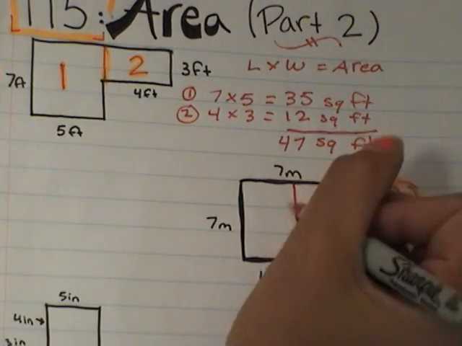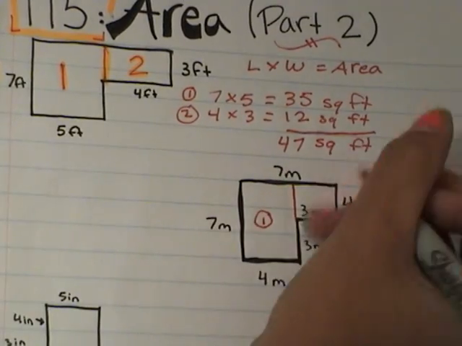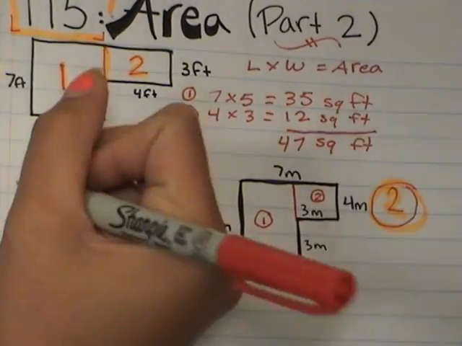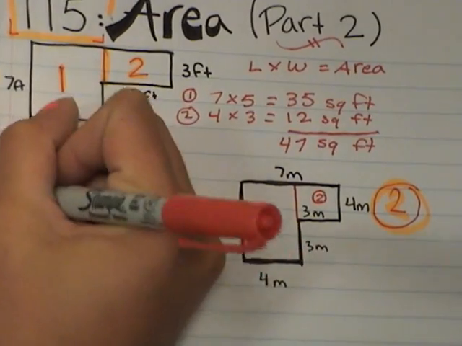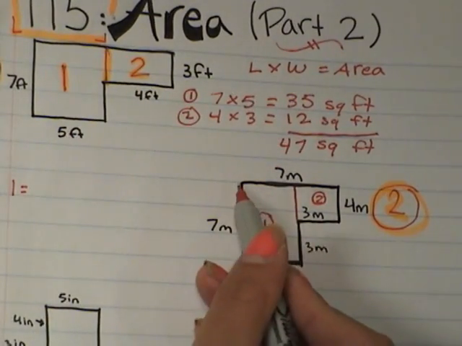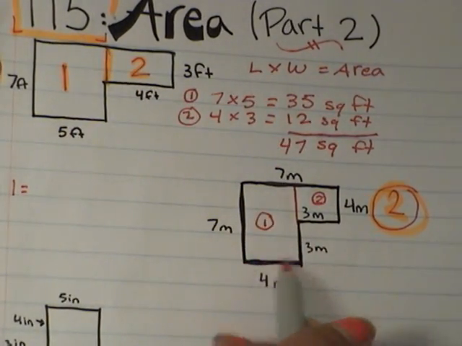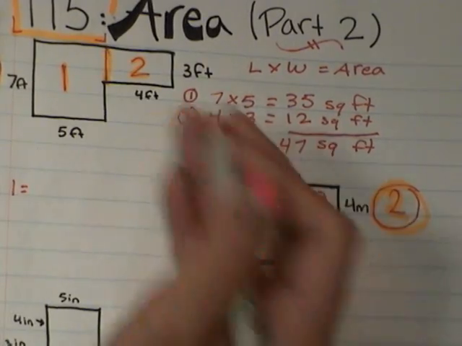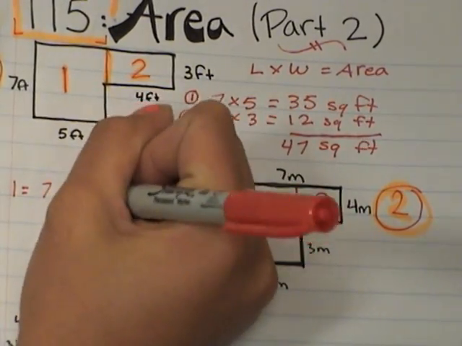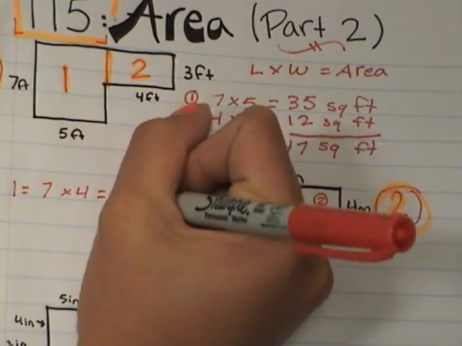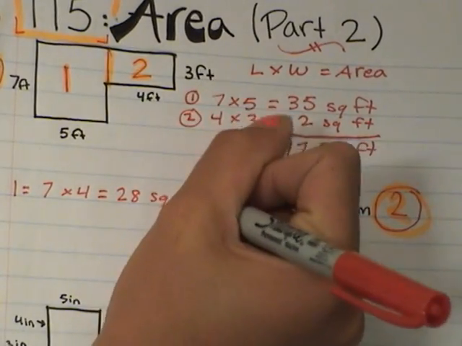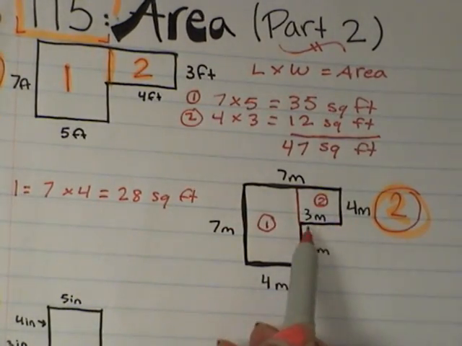I need to find my area of 1, then find my area of 2. So I'm going to write 1 equals 7 times 4 to give me everything that's inside here. 7 times 4, 28 square feet. I'm going to come over to my second one.